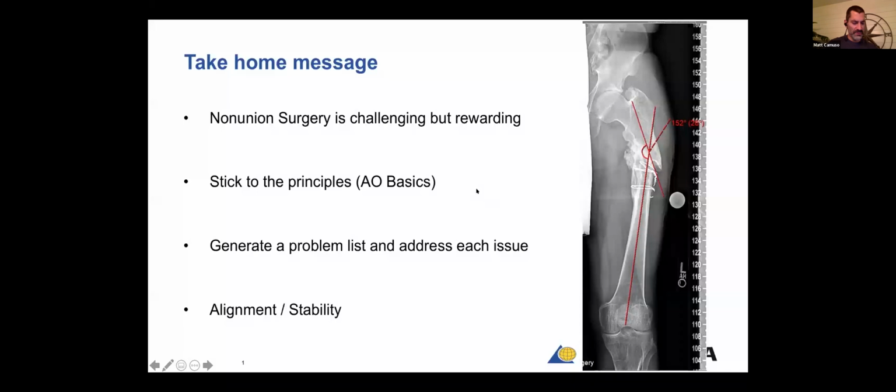So very elegant. Well done. Yeah, that's a master level course on non-union right there. Am I still sharing here? No. Nope. We see your face. We've just got a couple minutes.